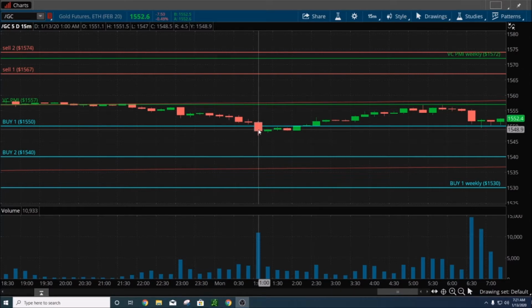And as you can see here, the market came down, met the target from 57 to 50. That was a $7 theoretical profit that you could have taken, depending on how you trade, whether you trade one contract or 10 contracts, and gone neutral at 1550.